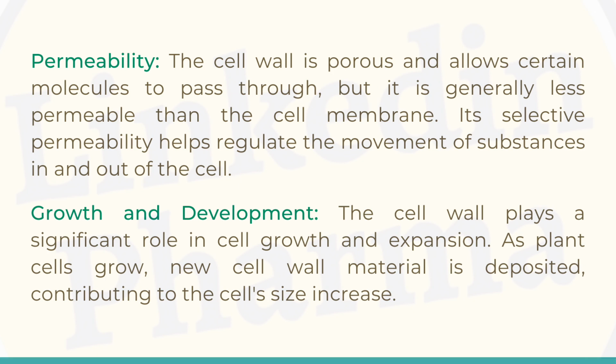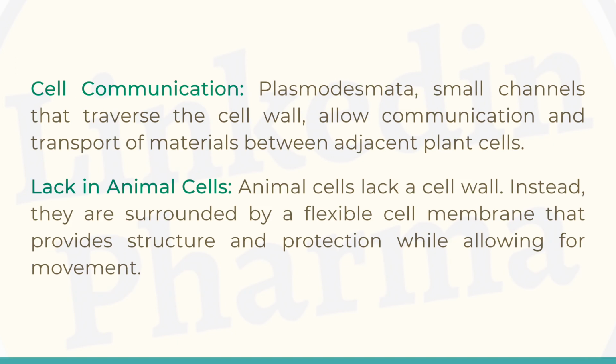Growth and development: the cell wall plays a significant role in cell growth and expansion. As plant cells grow, new cell wall material is deposited, contributing to the cell's size increase. Cell communication: plasmodesmata, small channels that traverse the cell wall, allow communication and transport of materials between adjacent plant cells. Lack in animal cells: animal cells lack a cell wall. Instead, they are surrounded by a flexible cell membrane that provides structure and protection while allowing for movement.